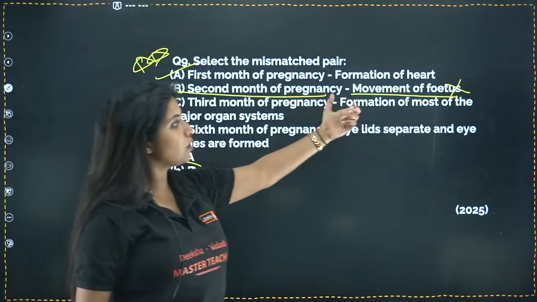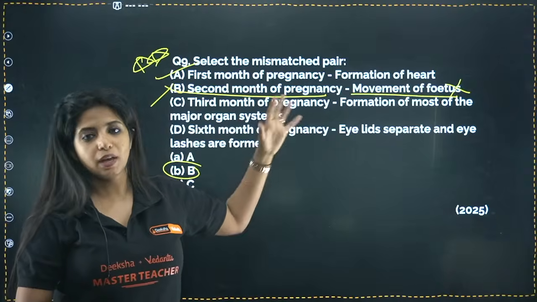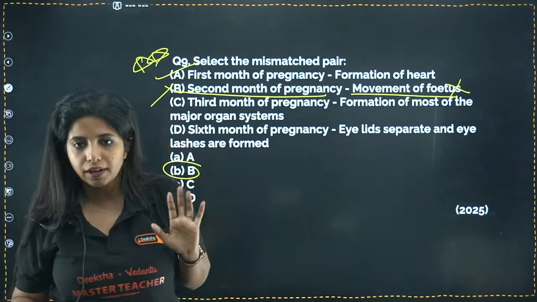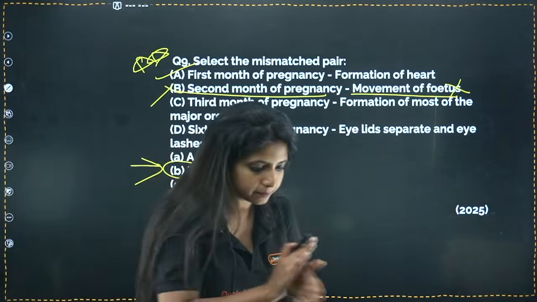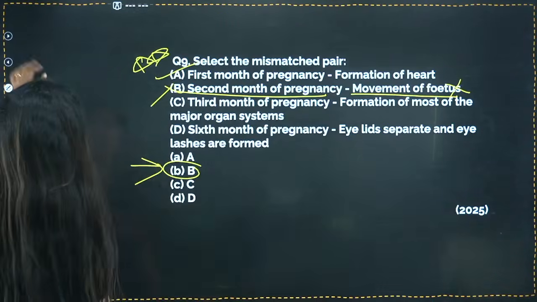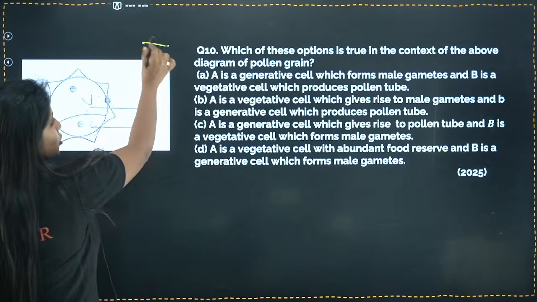Third month of pregnancy, formation of almost most of the organ system, external genital organ, everything happens. 6th month of pregnancy, eyelids are separated. Yeah, that is all correct. So your answer for this question is going to be B, and everyone who gave me B answer, yes, no chance that the baby can move in the second month. Exactly. Fine.